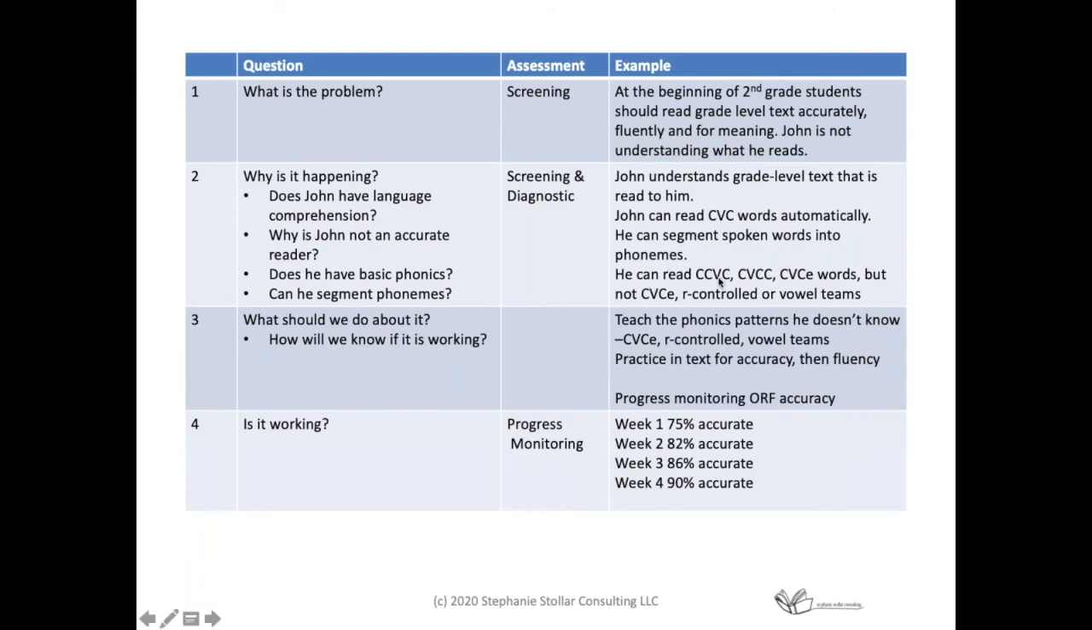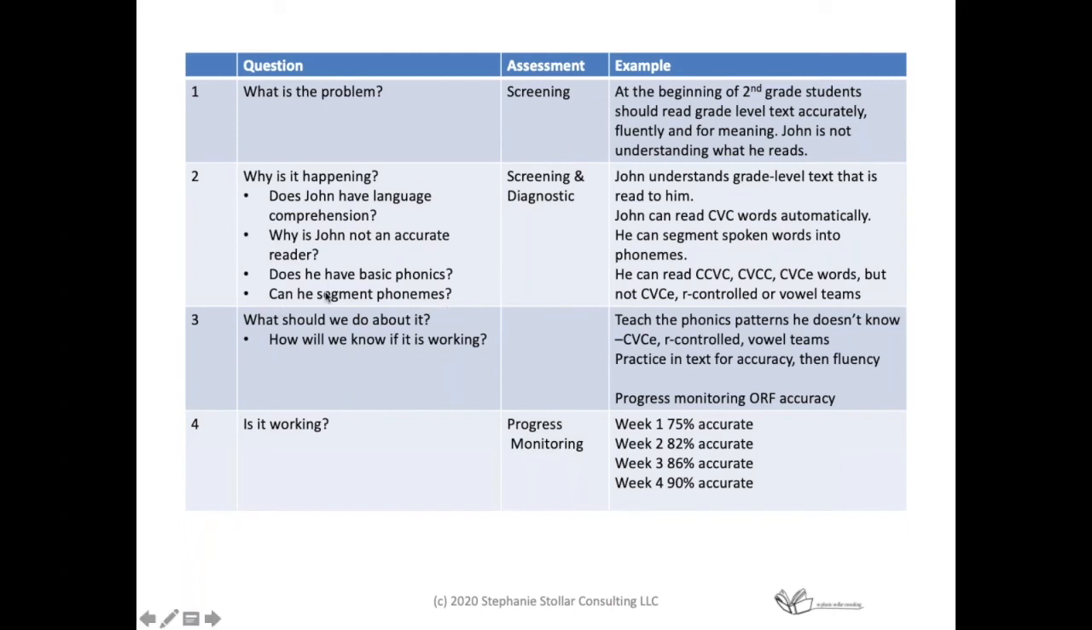that question. And we might find out in that diagnostic decoding assessment that there are some patterns he can read accurately and automatically, but some patterns that he's struggling with, like the examples you see here. And we could ask whether or not he can segment phonemes. Is his difficulty with decoding and with reading text fluently related to difficulty with phonemic awareness?